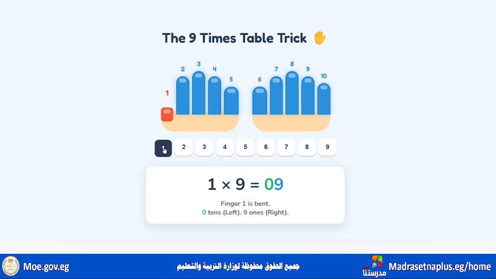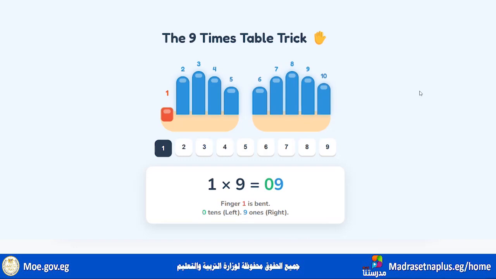Now use the fingers of your hands. Number 1 refers to the shortest finger of your left hand. Count from the left: 1, 2, 3, 4, 5. The right hand: 1, 2, 3, 4, and 5.